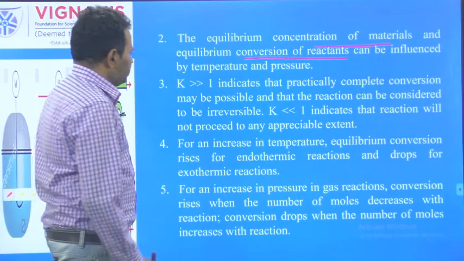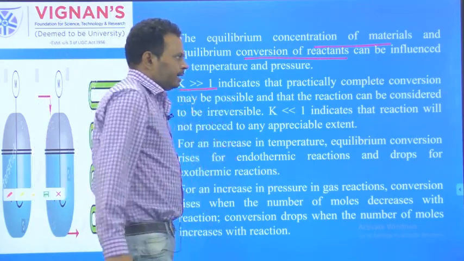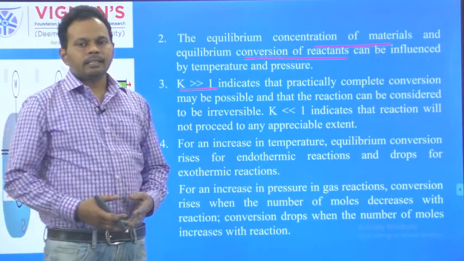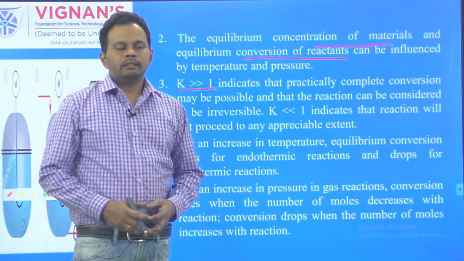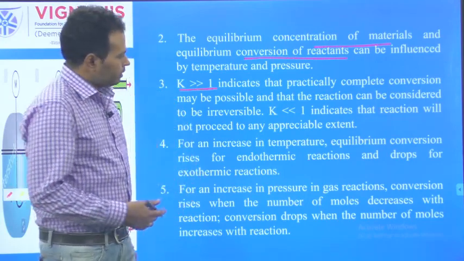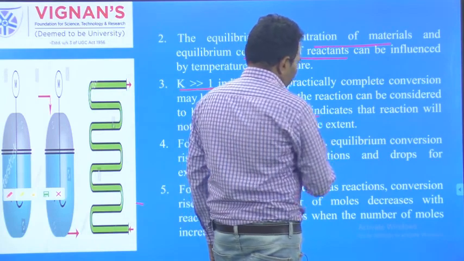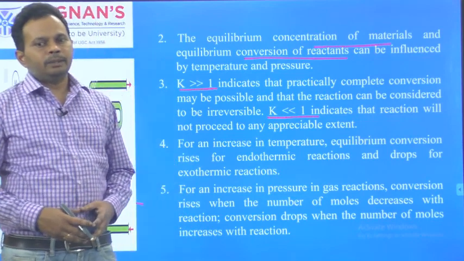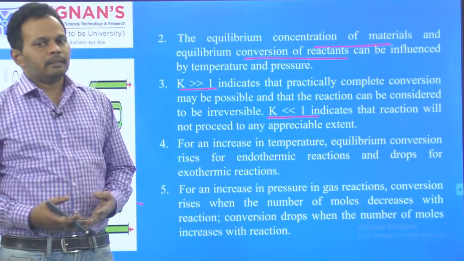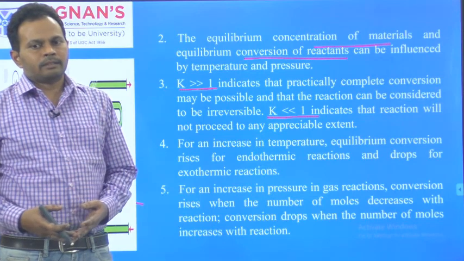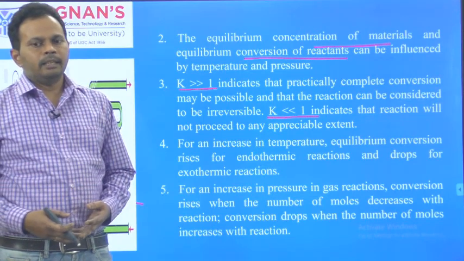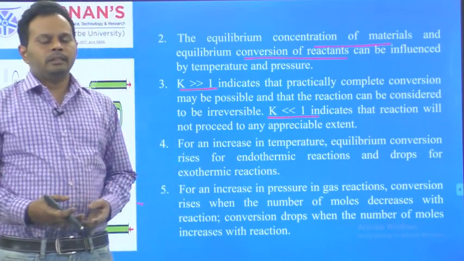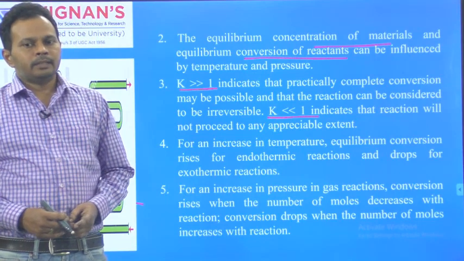The third point is, when the equilibrium constant is much greater than 1, it indicates that practically complete conversion may be possible, and in that case the reaction can be considered irreversible. But when K is much less than 1, it indicates that the reaction will not proceed to an appreciable extent, that is, an appreciable conversion of reactants to products. So in this case conversions are very low when K is much less than 1. When K is much greater than 1, complete conversion may be possible, and the reaction can be considered irreversible.